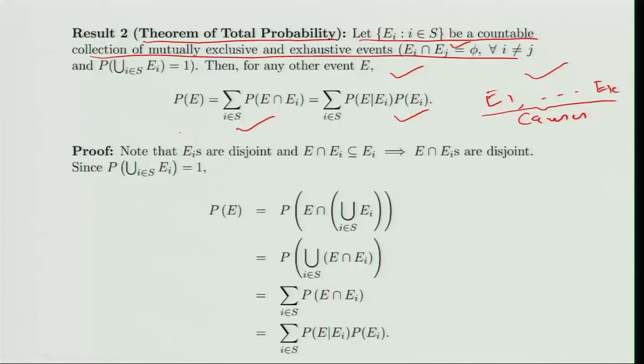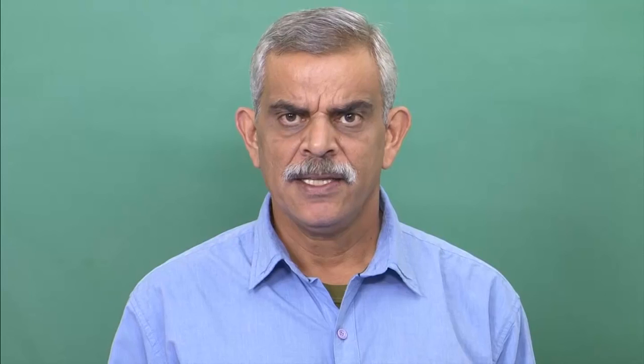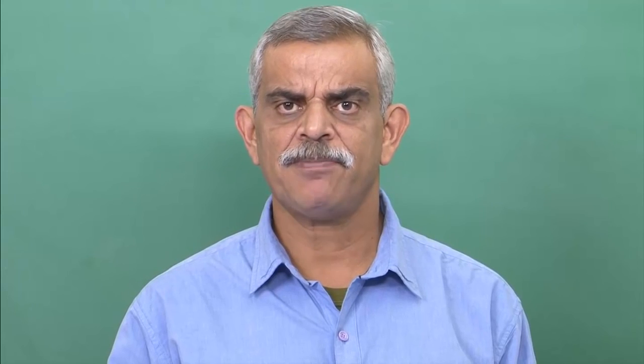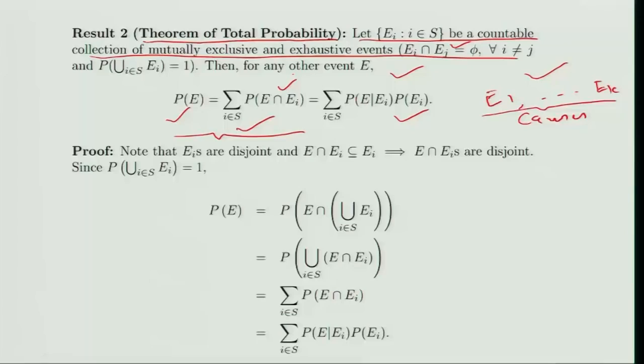And this is not very surprising, because if you consider P of E to be some kind of a measure, then what it says is that the measure of E is the same as the measure of the part of E which is contained in E1, plus the measure of the part of E which is contained in E2, and finally the measure of the part of E which is contained in EK, and you sum it up. And since the E_i's cover the total measure, this looks like a reasonable formula.